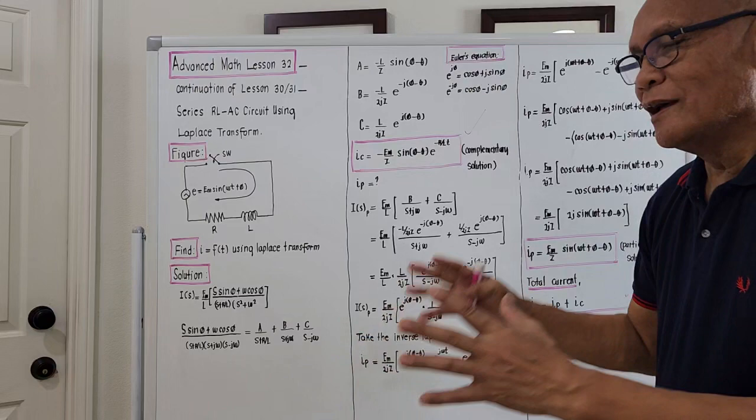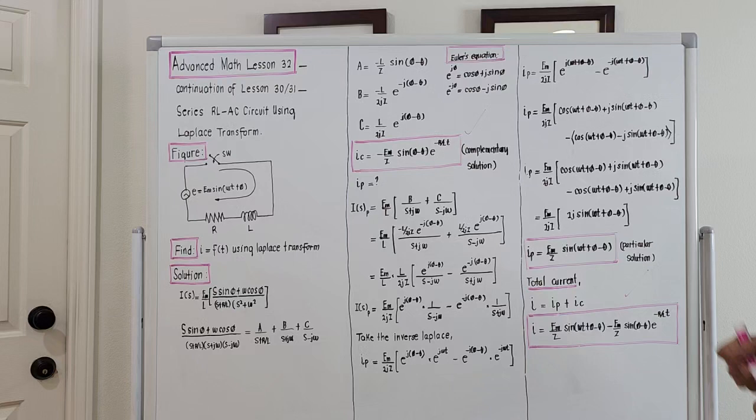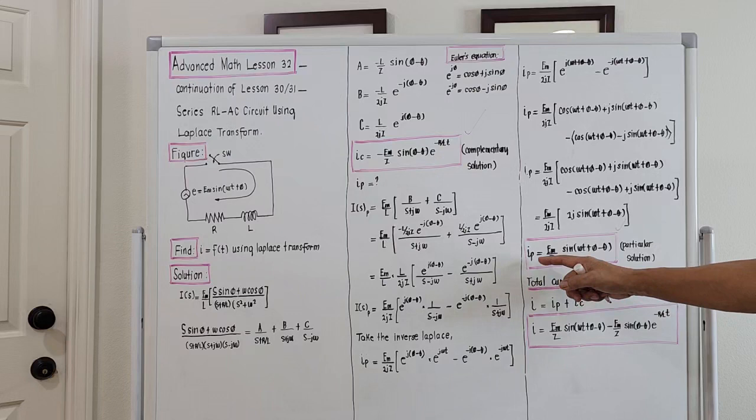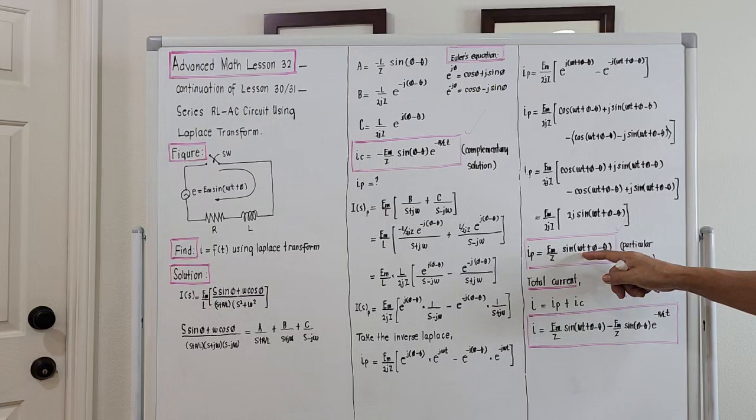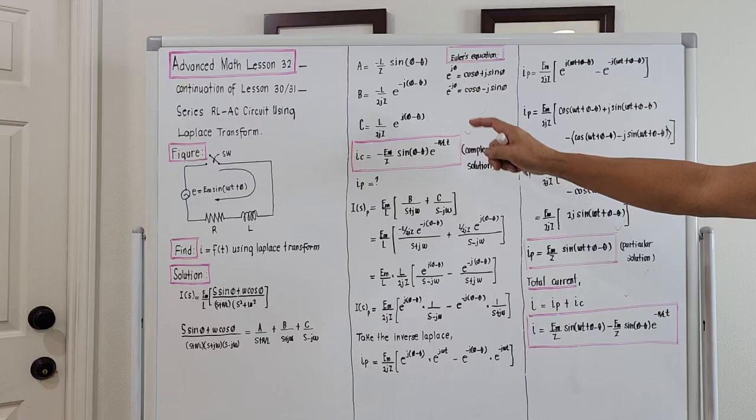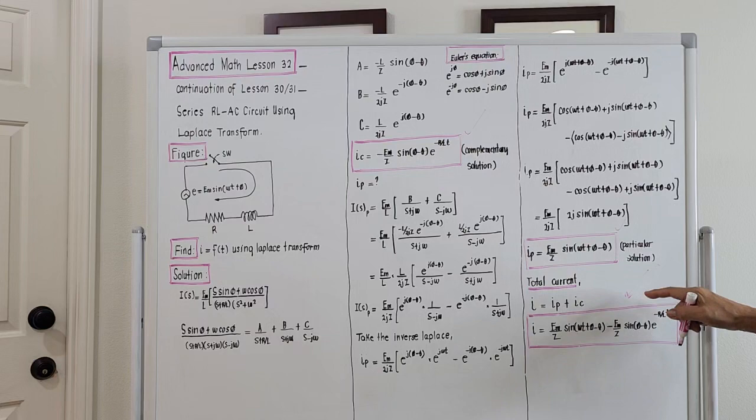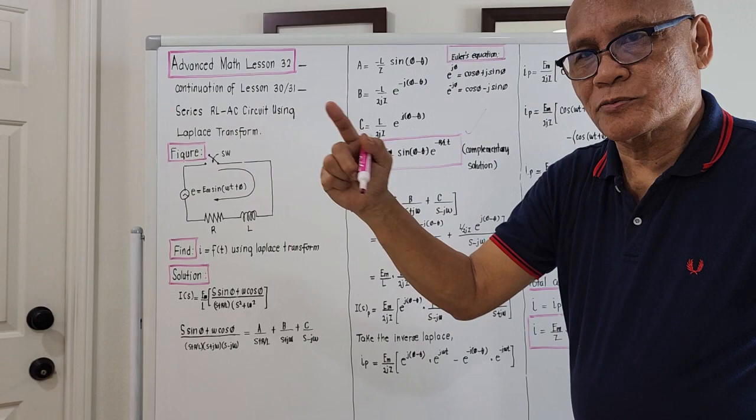Let us see if the particular solution was the same as this one. Actually, it was the same. Under the so-called classical solution of the differential equation, this was the particular solution, that is E sub m over Z, sine of the quantity omega t plus angle p minus theta. So for the total final current, it should be the complementary plus the particular, and this is actually the total current as a function of time for an RLC circuit. Okay, let's proceed with the explanation.